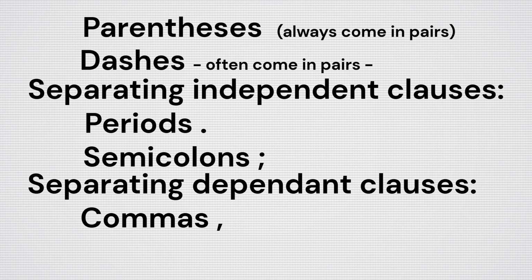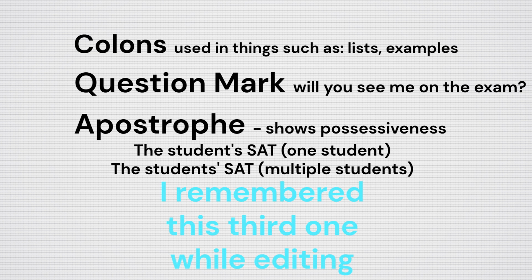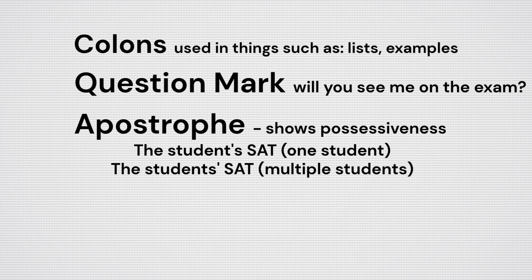So there are 2 other types of punctuation you might see on here. One is a colon, and that's typically used when you're giving an example or a list of things. It's not going to be independent, it will be dependent, and it doesn't come in pairs.